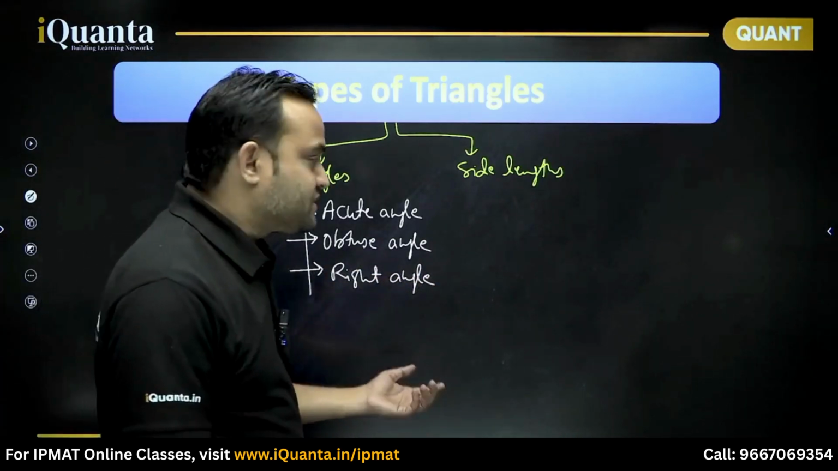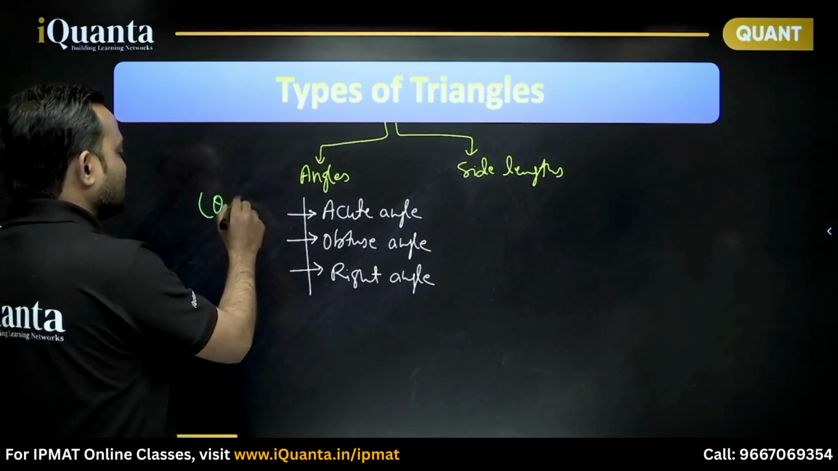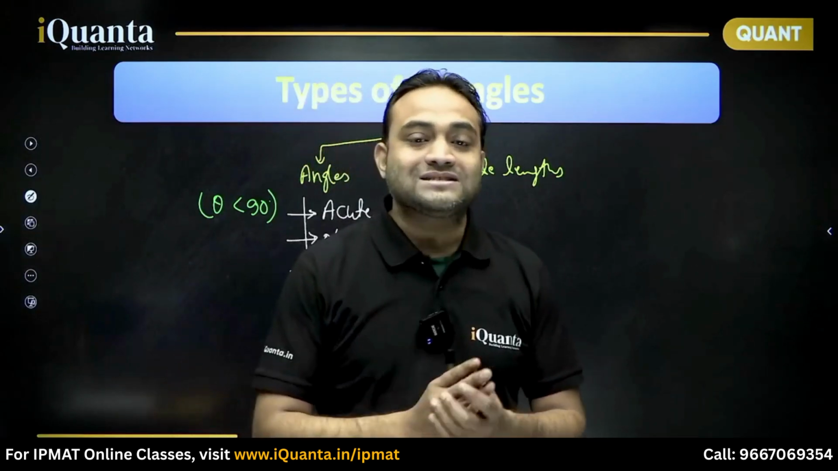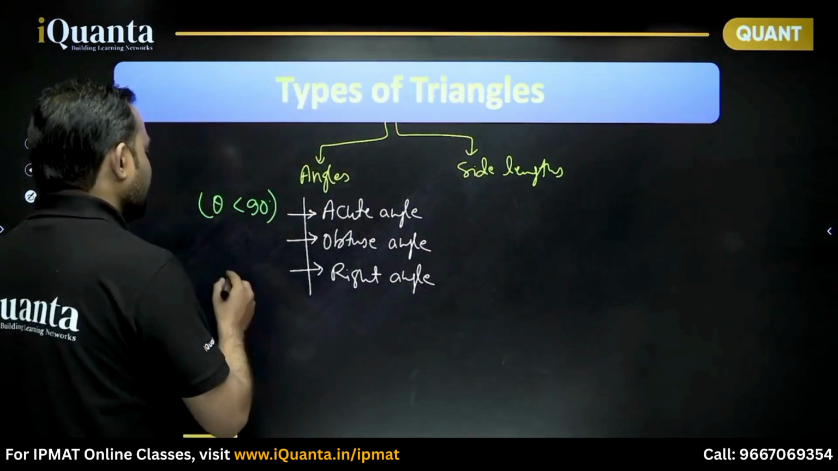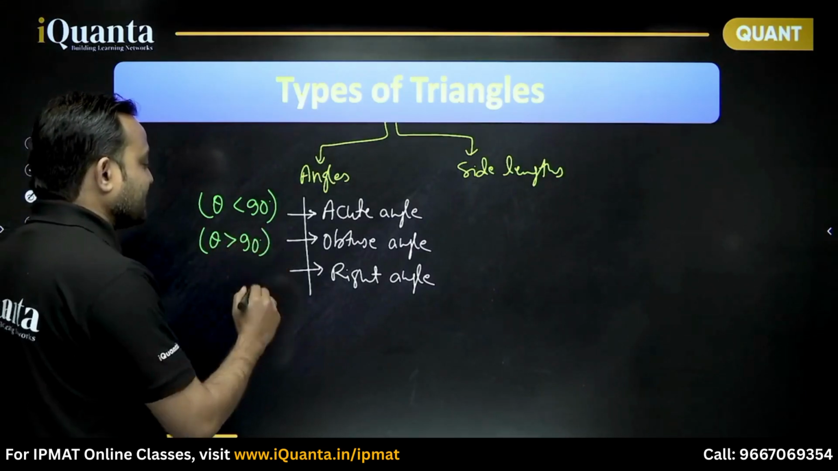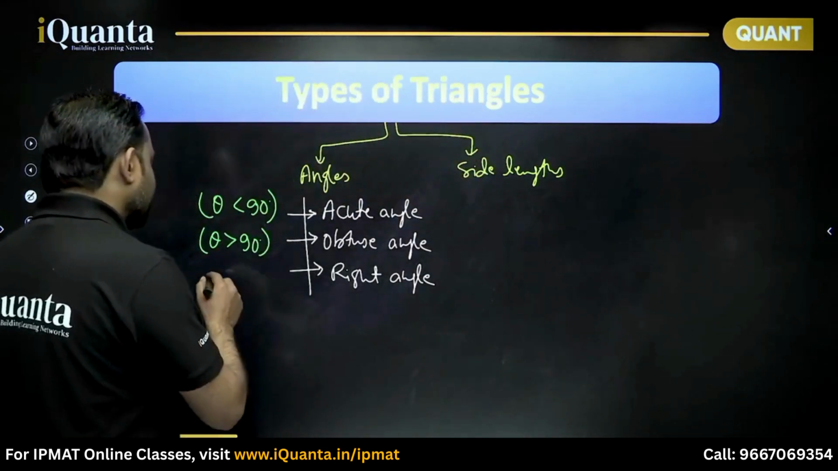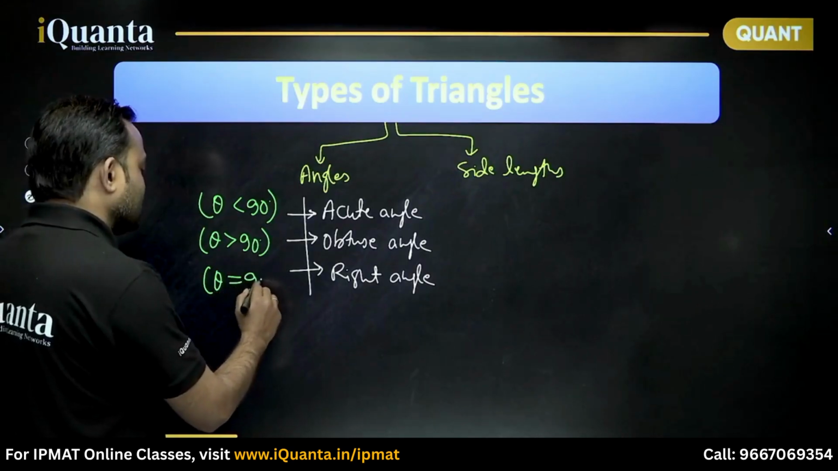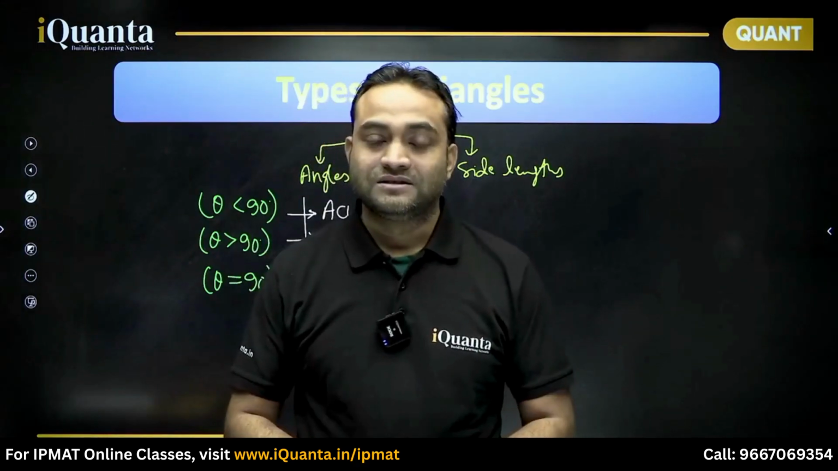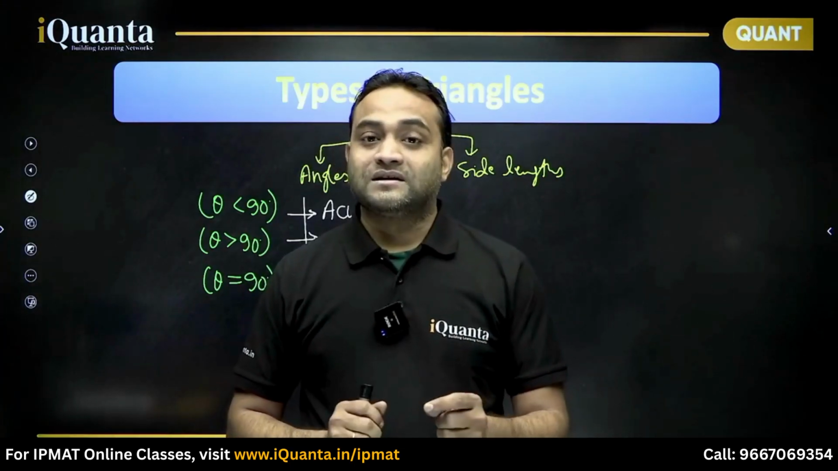Now what are the properties of these triangles? Any triangle where all the angles are less than 90 degrees is known as an acute angle triangle. And any triangle where one of the angles is greater than 90 degrees is known as an obtuse angle triangle. And in any triangle, if one of the angles is equal to 90 degrees, then we call it a right angle triangle. Now there is some relation between the sides of these triangles, but that is for the next class.